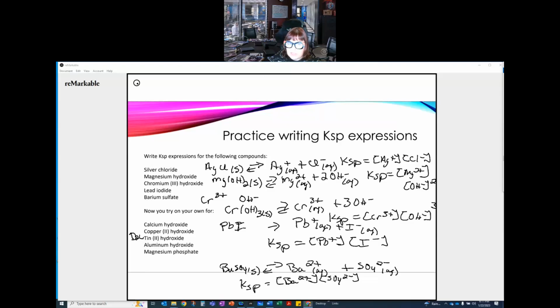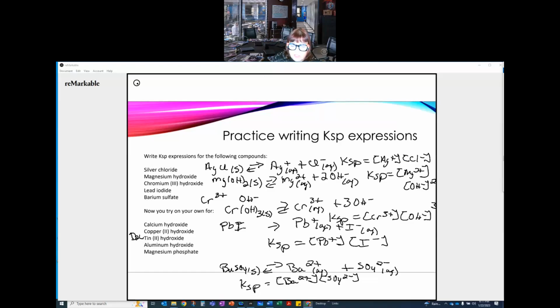Now, like I said, I'll put the rest of them up on D2L for you, but that's practice writing K expressions. The big thing with Ksp is to make sure that we know how many ions we need to make that thing net neutral, okay? And so that means we need to pay attention to things like chromium(III), because that tells us what that charge is. Otherwise, it's based on where they are in the periodic table. So my alkali metals are going to be a +1.